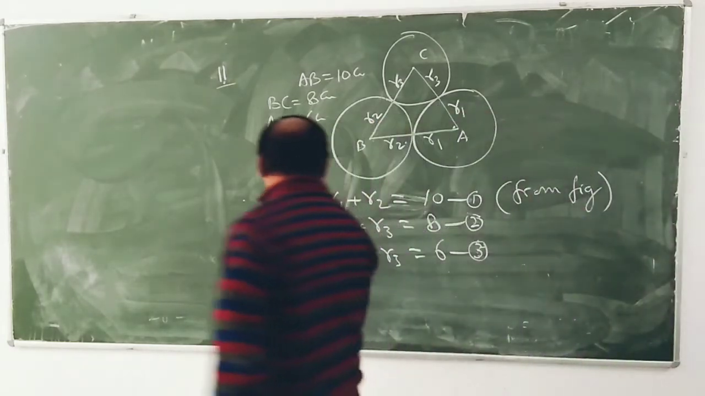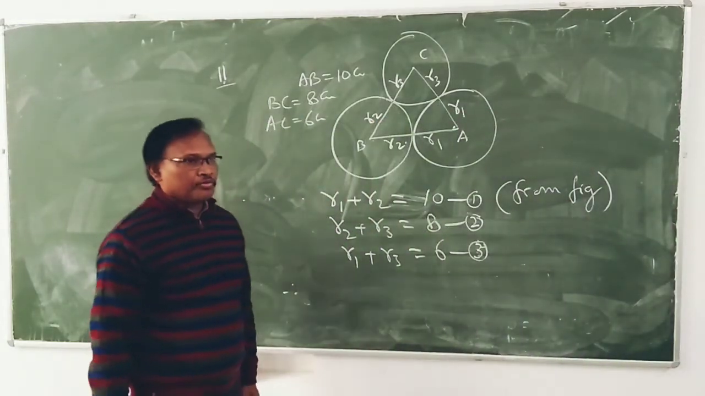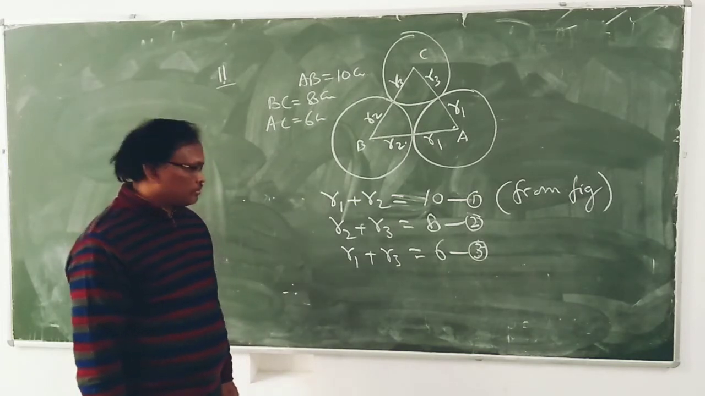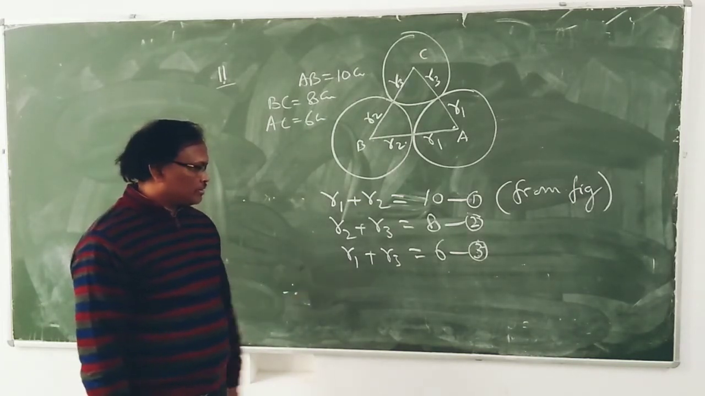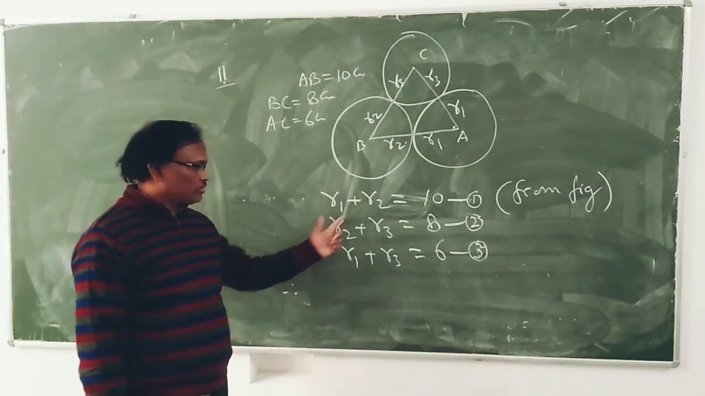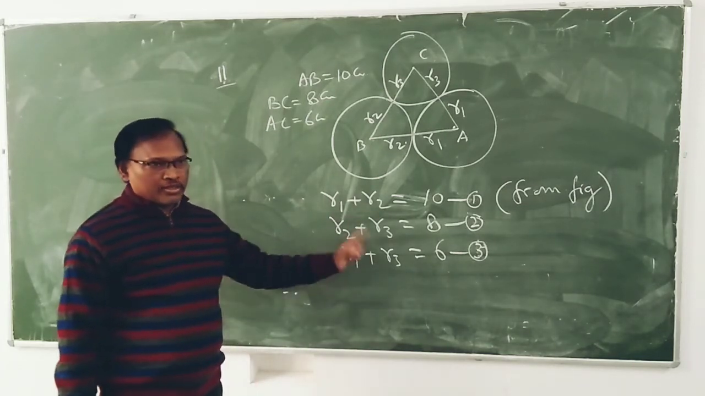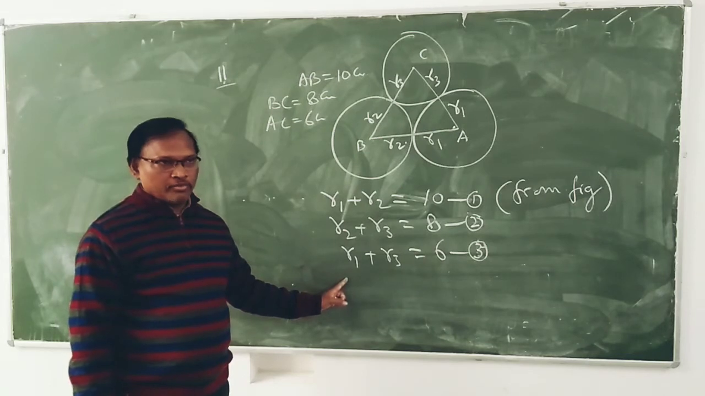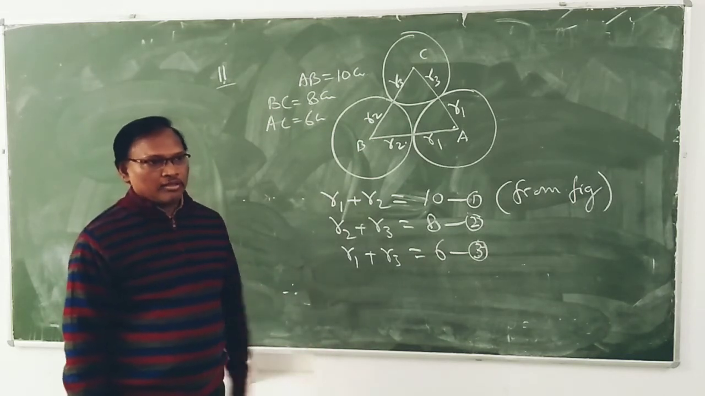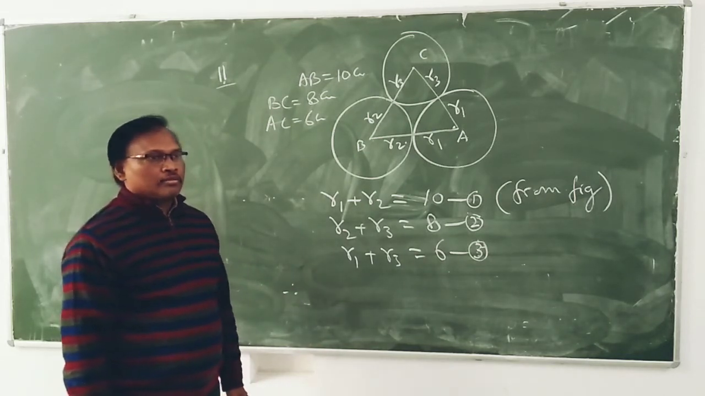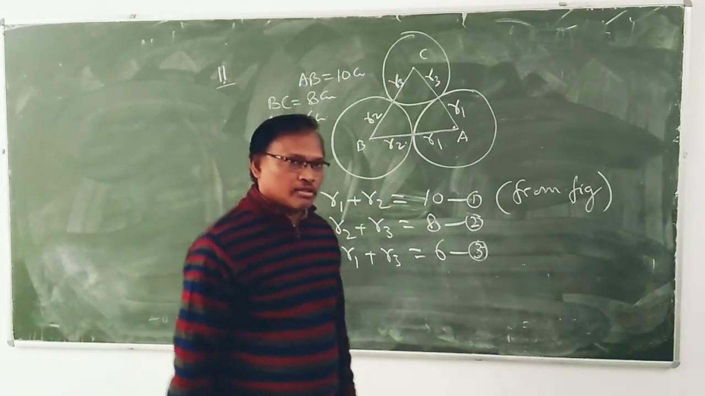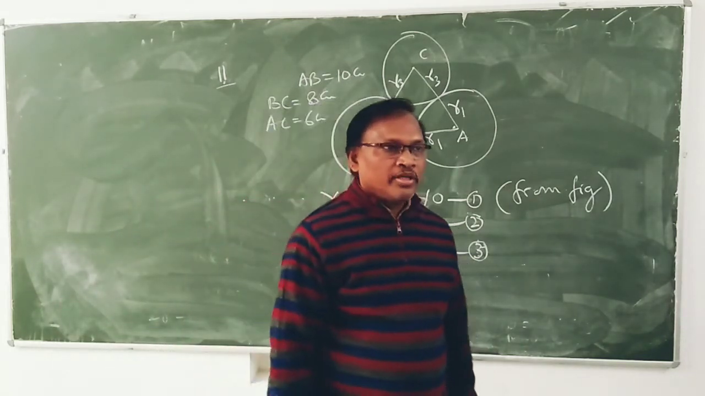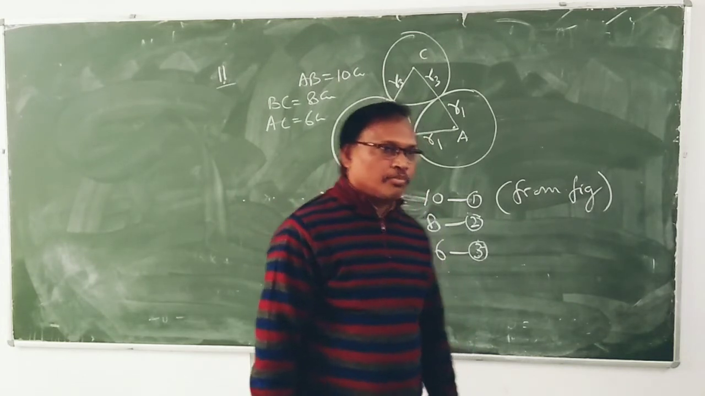Sir, R1 equals 10 minus R2, you will put here. Yes. And then R2 is equal to 8 minus R3, in again the same equation. Then the whole equation is in the form of R3, and then you will get the value of R3. Yes, it's okay.